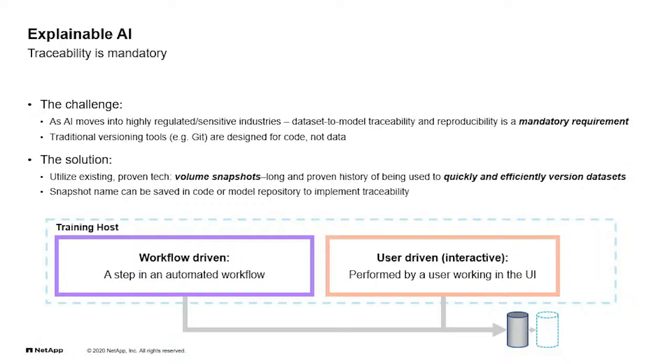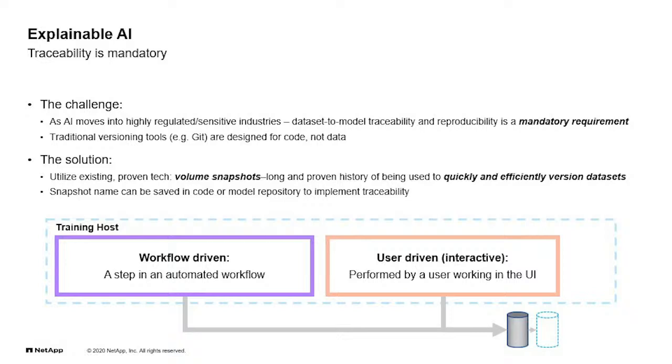As AI moves into highly regulated industries like healthcare and financial services, dataset to model traceability and reproducibility is a mandatory requirement. Traditional versioning tools like Git work on code, but they don't work with versioning of datasets. Therefore, to achieve explainable AI, we have a solution utilizing existing, proven NetApp snapshot volumes that can quickly and efficiently version your dataset as well as your code. So when the regulator knocks on your door, you can quickly provide what dataset and what model were trained together. And snapshot names can be saved in code or a model repository to implement such traceability.